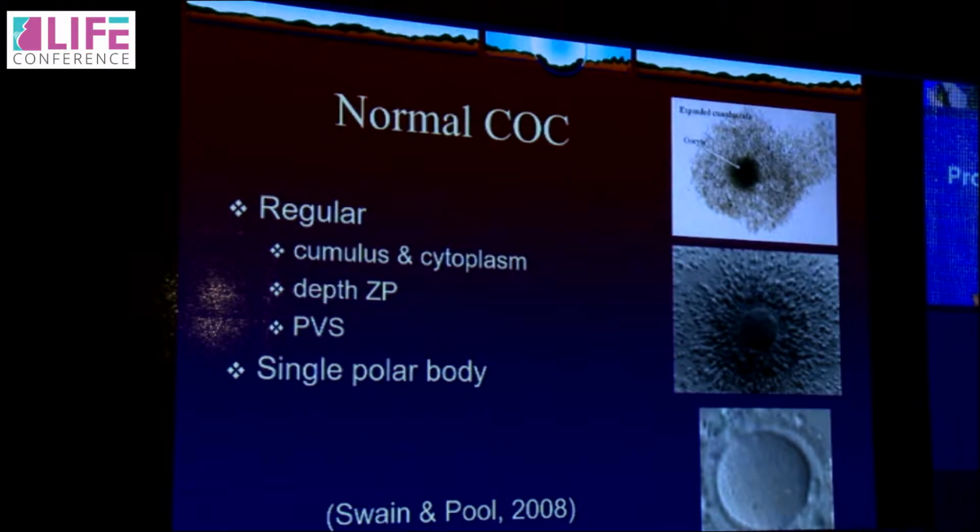Cumulus oocyte complexes, what do normal ones look like? Well, cumulus, from the word cloud, they look like clouds essentially. You should see regular cumulus and cytoplasm. You should be able to see the oocyte through the cumulus, and you should be able to see a good perivitelline space and a good evenly spaced zona. And you should also be able to see a single polar body.